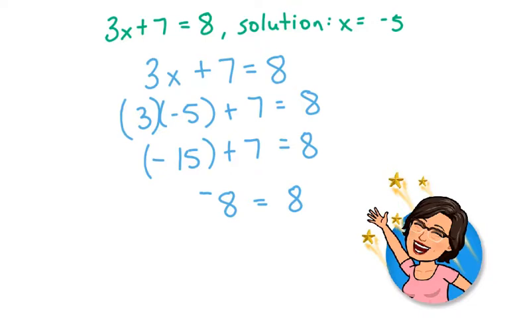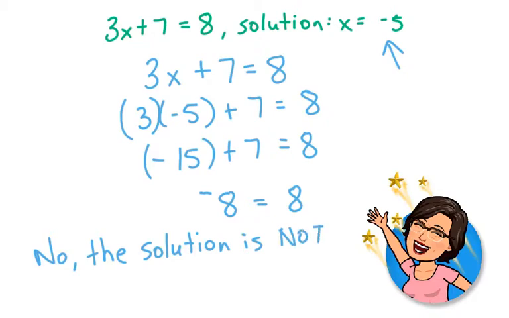Wait a minute. Does -8 equal positive 8? No, it doesn't. Therefore, when they ask you something like this, or when you find out that they don't equal, we learn that the solution is not -5. So the answer to this one is no. The solution is not -5.